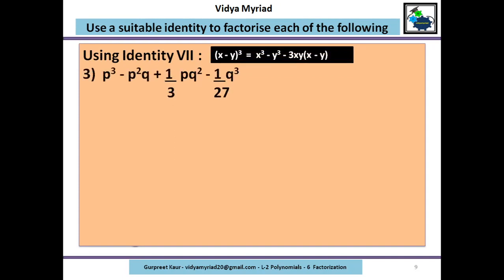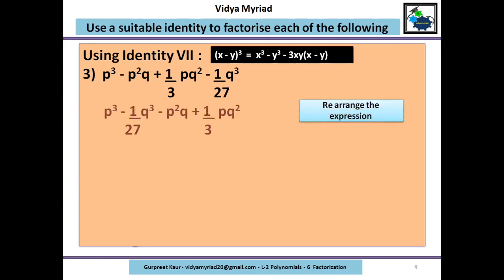One more example, I am taking it here in the form of a fraction. If you look here, p cube minus p square q plus 1 upon 3 p q square minus 1 upon 27 q cube. Now if you look into the identity, you should have cubes together, okay, and squares on the other side. So what I will do is I will rearrange the expression, okay.